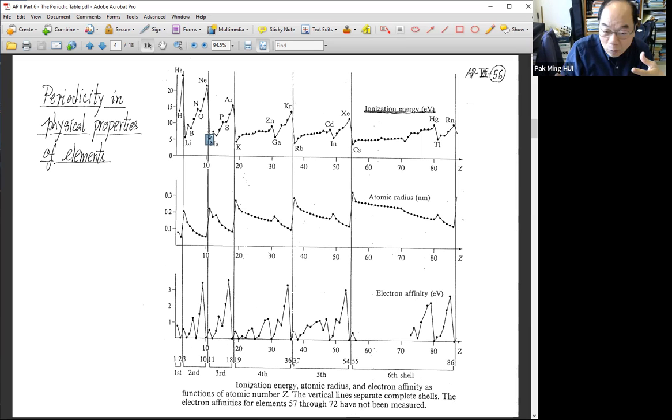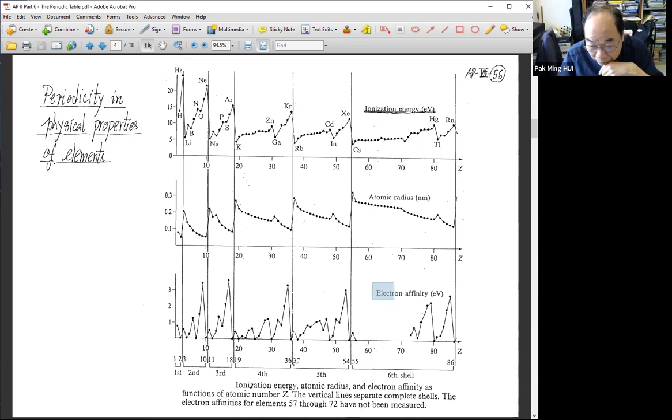And we know when many sodium come together to form a solid, it is a metal. This electron being so easy to be freed, they can easily wander around when sodium come together to form a solid. And that is the conduction electrons. So you see this go up, come down. This is the so-called periodic feature in physical properties.